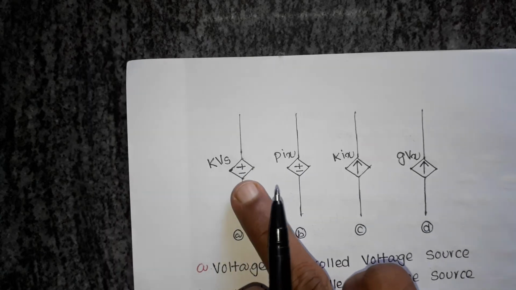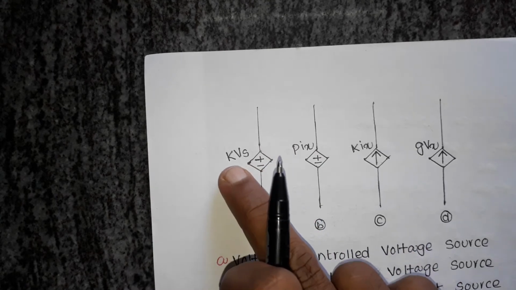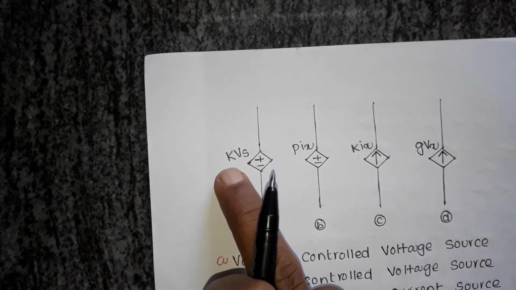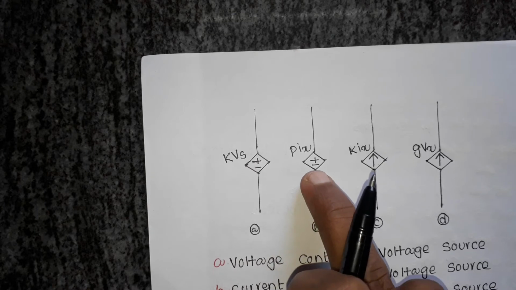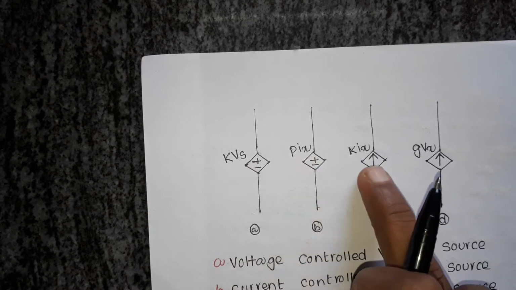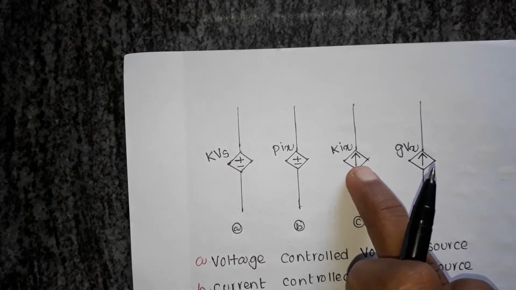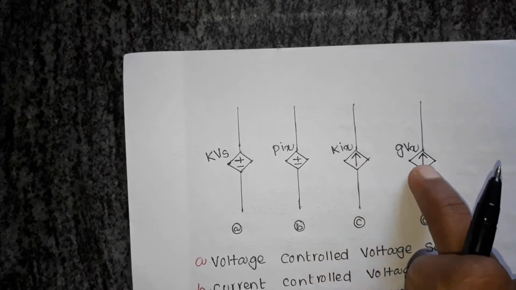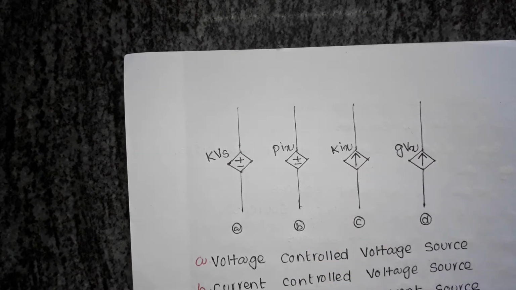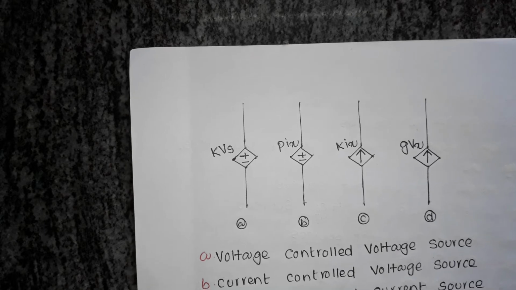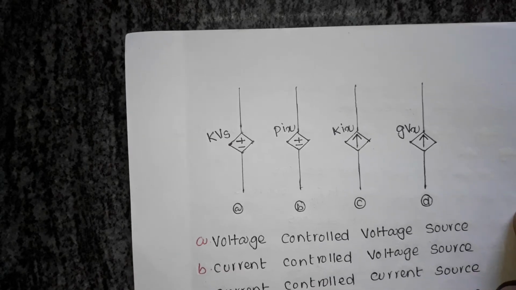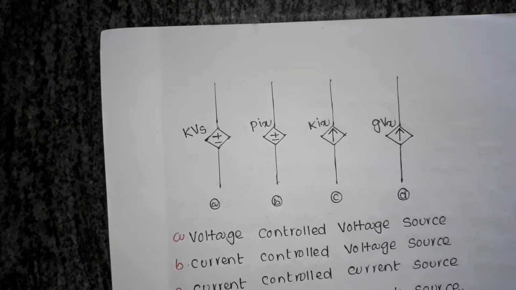Here the first one is a voltage source whose value is KVs, and the second one is a voltage source whose value is PIx. The third one is a current source whose value is KIx, and the fourth one is a current source whose value is GVx. So this is about independent and dependent sources.